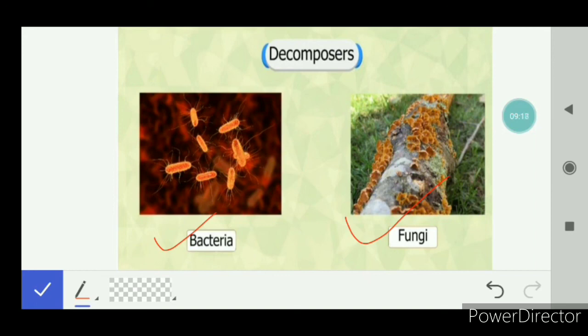So, with this, we have completed the topic food habits of animals. And now the chapter 1 is complete.